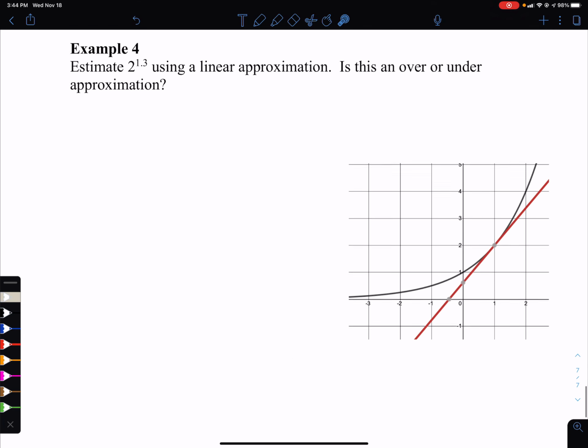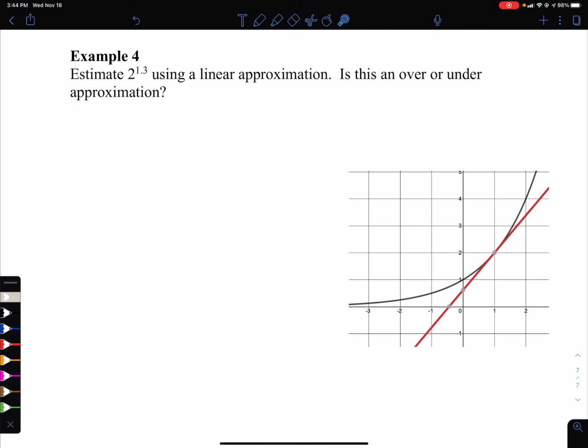We're almost done. We are going to do a linear approximation and determine if it's over or under. And again, it's easy to see here. Oh, clearly under, because it's underneath. But you're not going to always have a picture. So this picture is something I'm doing to help you see what's happening. So what's our function? Our function is 2 to the x. And we want to approximate 2 to the 1.3. I don't have a clue. So how do I approximate it? I'm going to get a line.